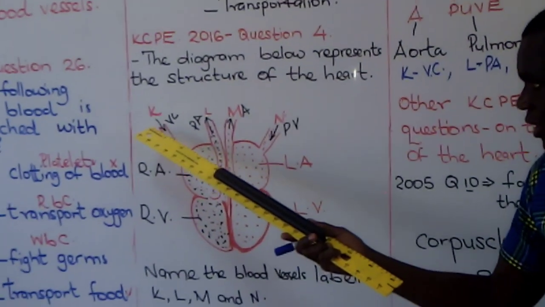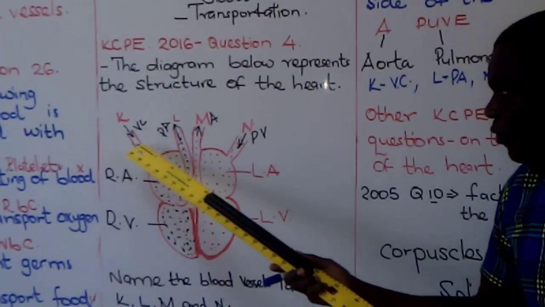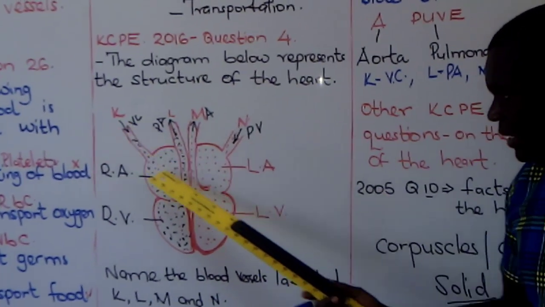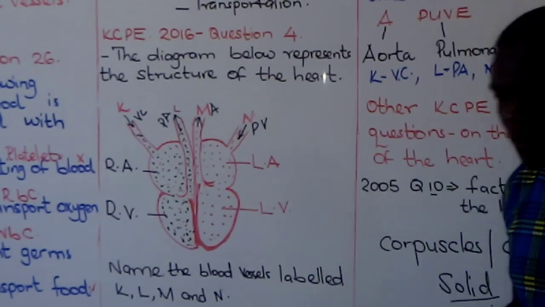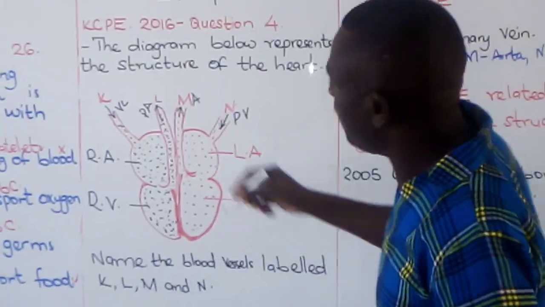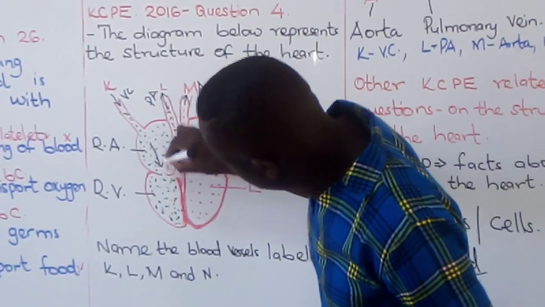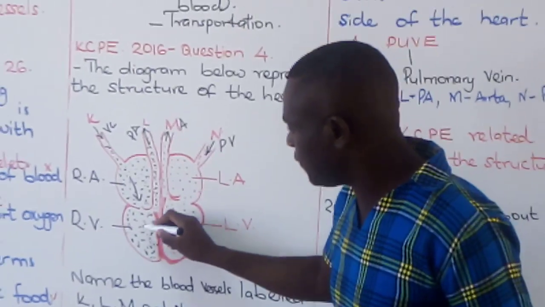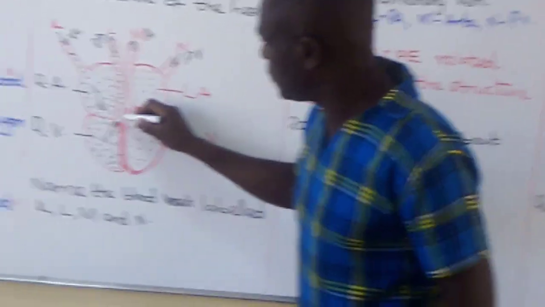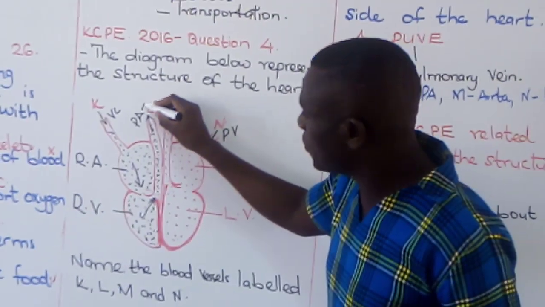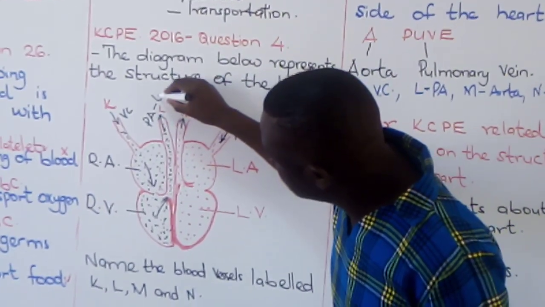Look at my diagram. This is the vena cava. Look at my arrow. It's pointing towards the heart. So it brings blood inside. So the blood flows in this direction. From the vena cava it goes to the right ventricle, and from the right ventricle the blood goes through the pulmonary artery. This blood goes to the lungs.